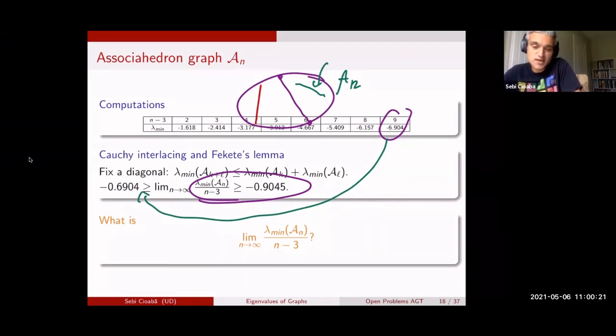So in the end, this was unsuccessful for the chromatic number. It doesn't give you anything, because this lambda mean is not going to behave like little o of n. It's actually linear in this n minus 3, but I don't know what the limit is.